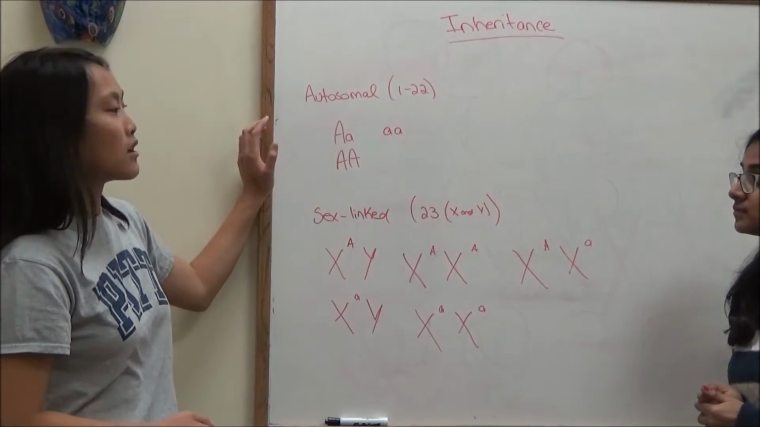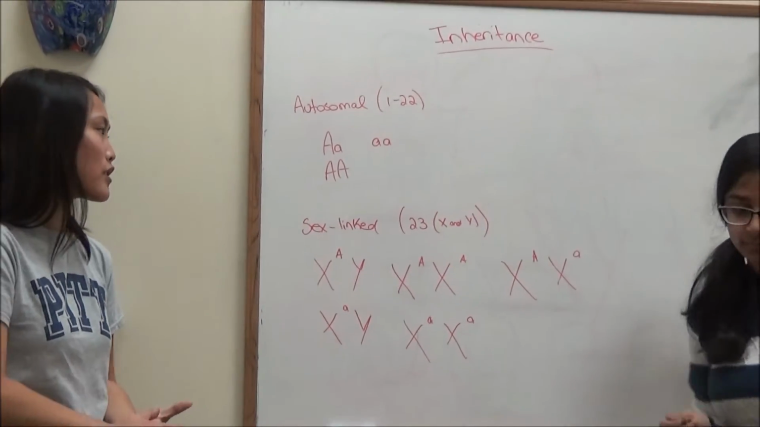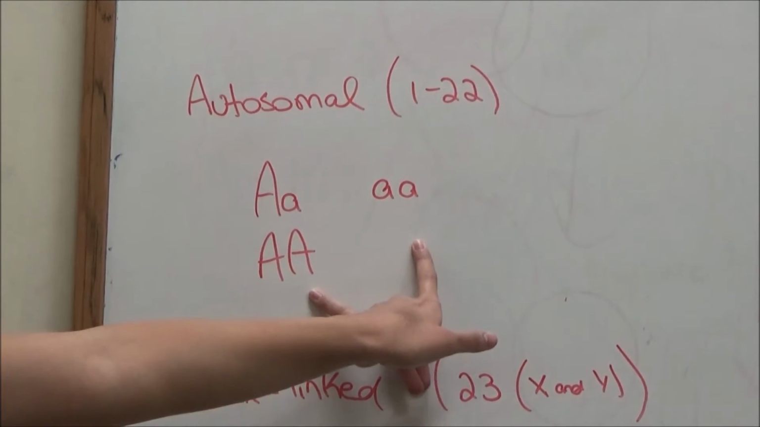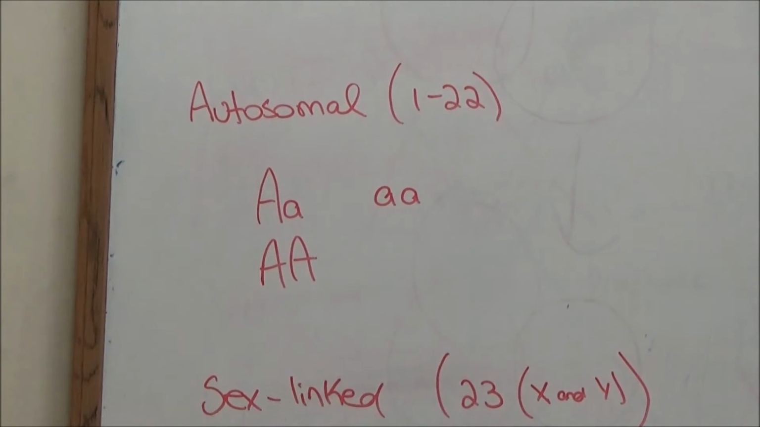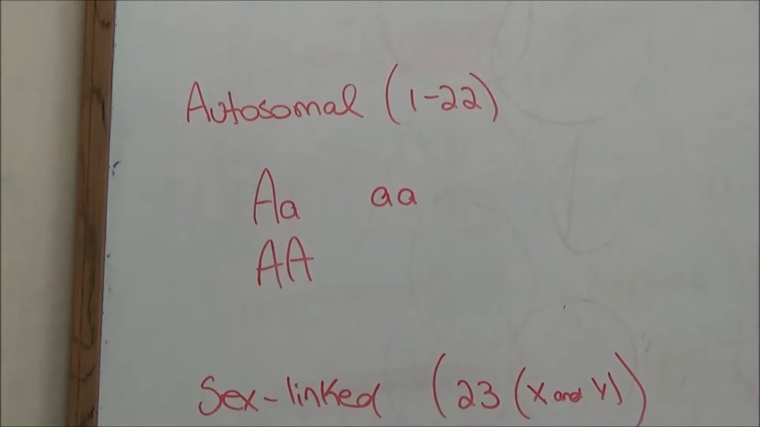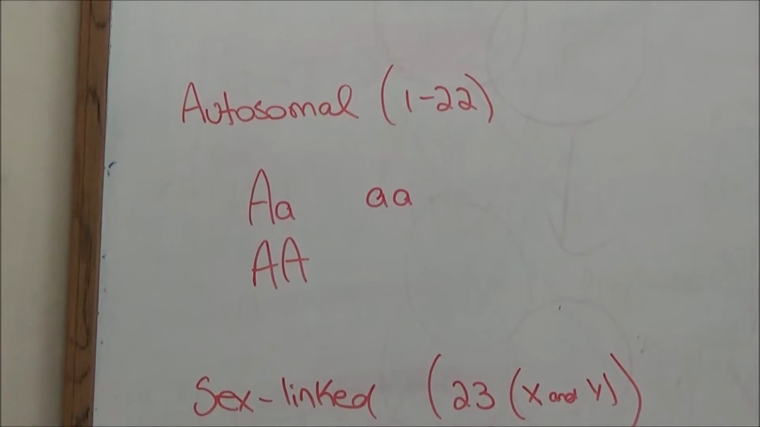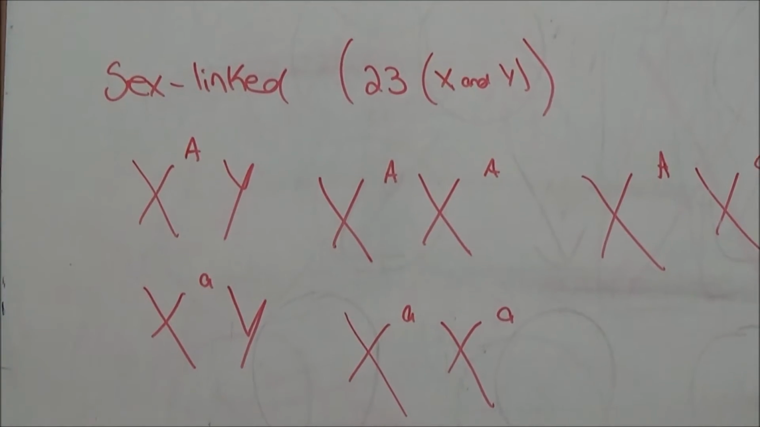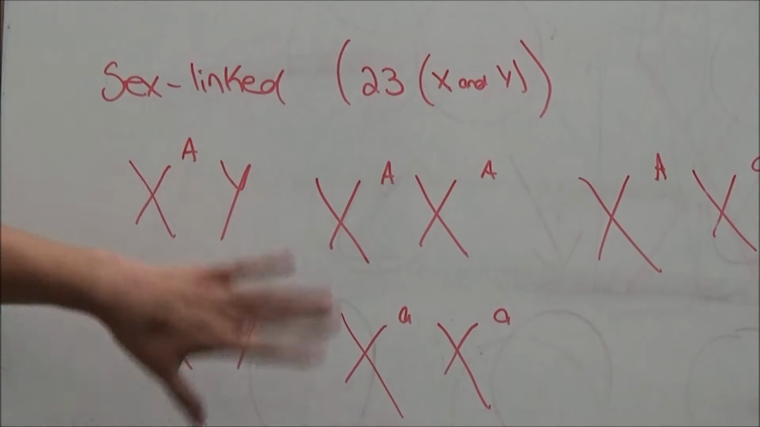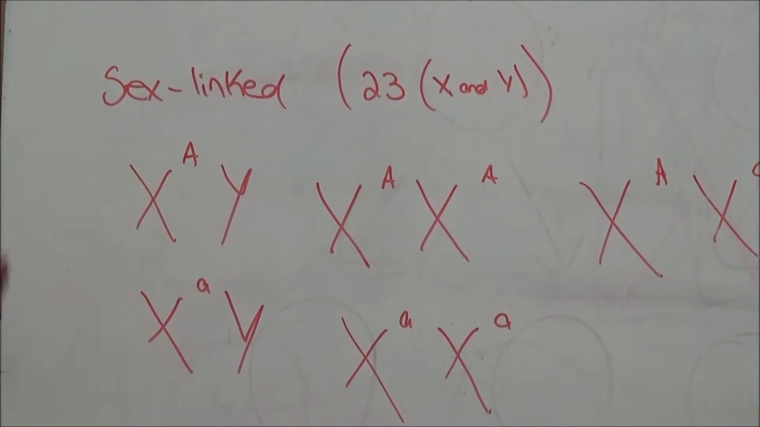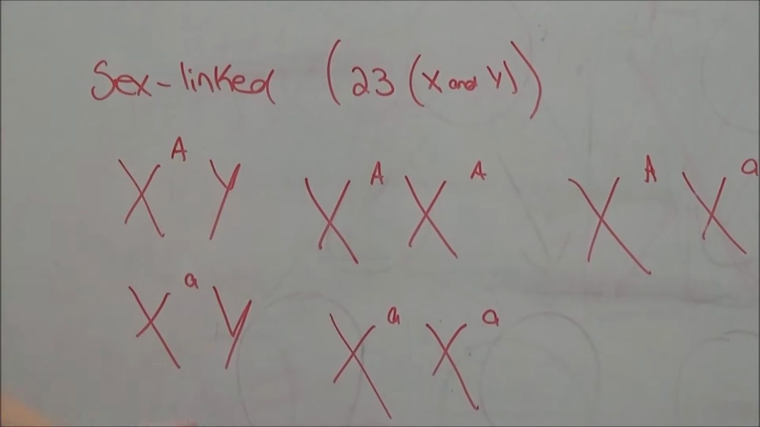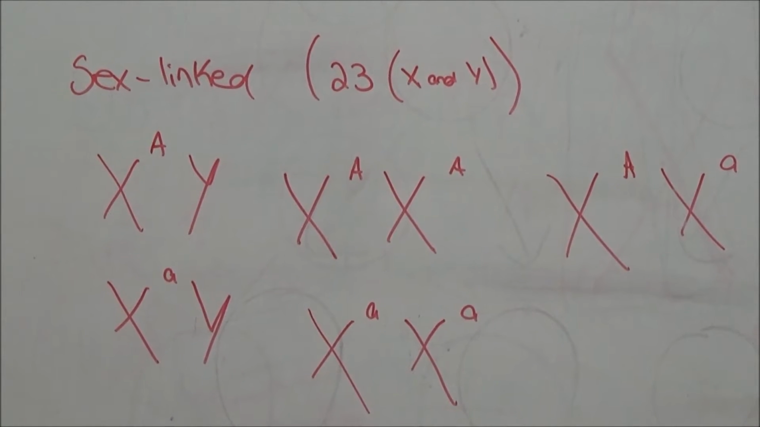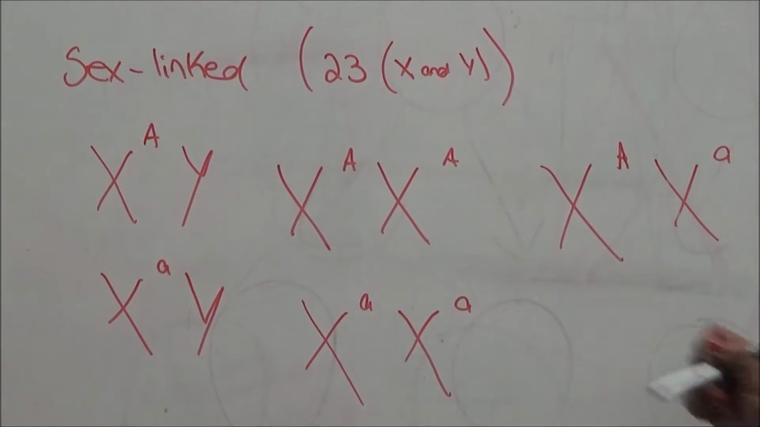You could be homozygous or heterozygous for your autosomal chromosomes, where homozygous is when you have both dominant or both recessive alleles, and heterozygous is where you have one dominant and one recessive. For sex-linked, it's a little bit different. Females, because they have two X chromosomes, have the same characteristics as homozygous and heterozygous, as with the autosomal, but males, because they only have one X chromosome, are considered hemizygous.